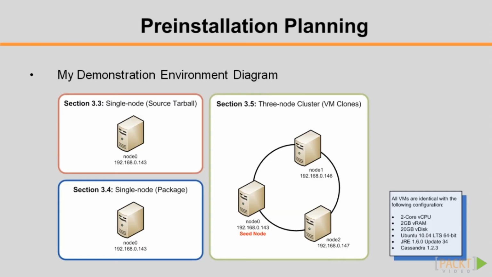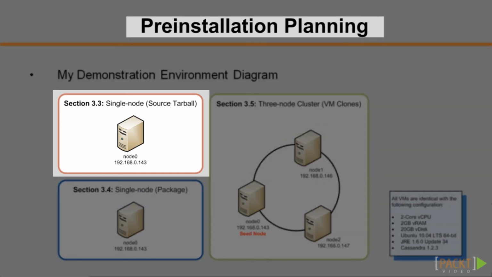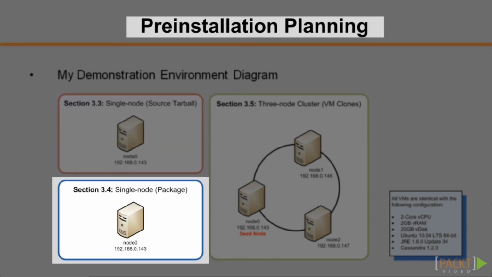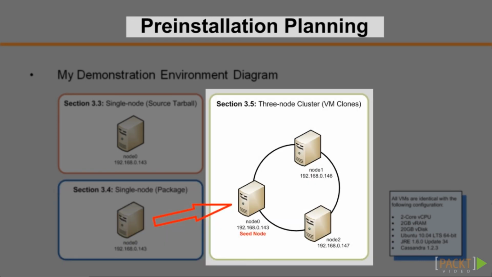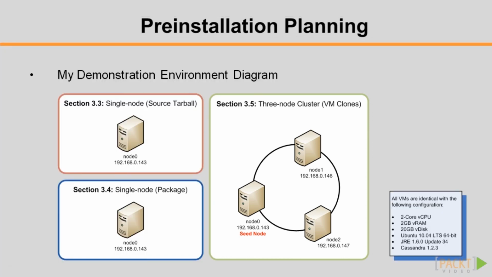Here is the environment diagram for the following sections. In section 3.3, a single-node Cassandra will be installed by building from source code. Then, the packaged installation method will be demonstrated for another single-node instance. That single-node instance will be used as a basic building block for a 3-node cluster presented in the final section. You'll see that it's very easy to scale out the cluster with the assistance of VM cloning.